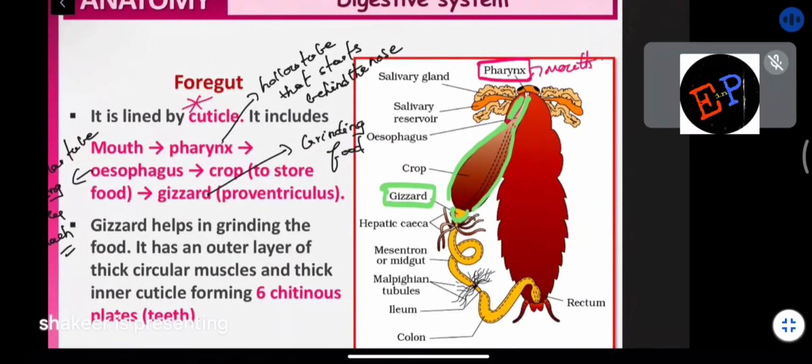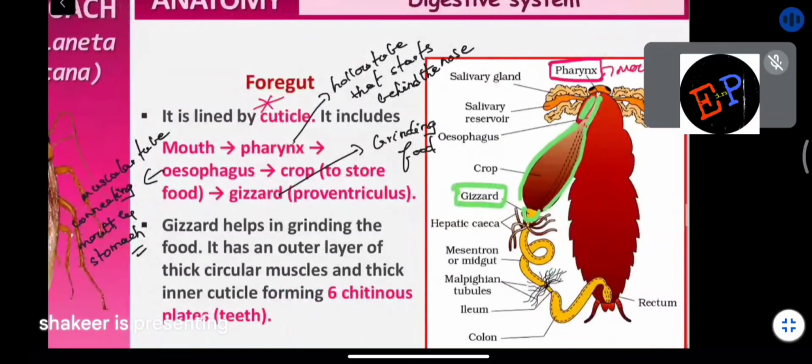Okay? So these many parts make the foregut. So what are the different parts? Mouth, pharynx, esophagus, crop, and gizzard. Clear, no? So the gizzard helps in grinding of the food. It has an outer layer of thick circular muscles and a thick inner cuticle forming 6 chitinous plates. You can also call them teeth.